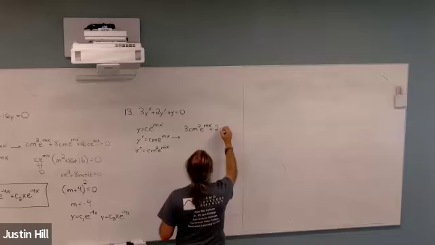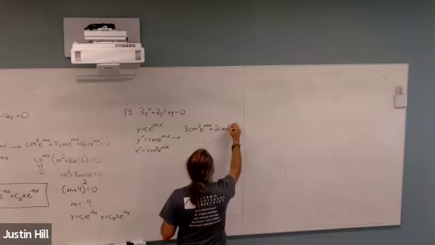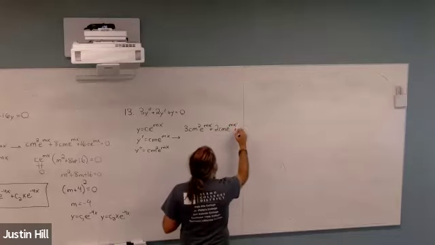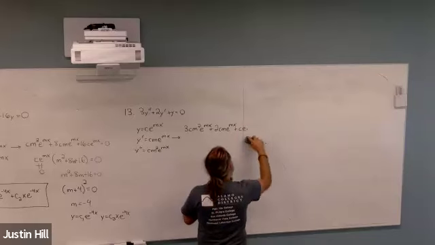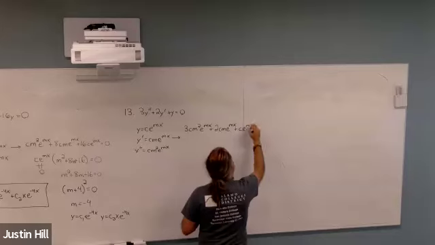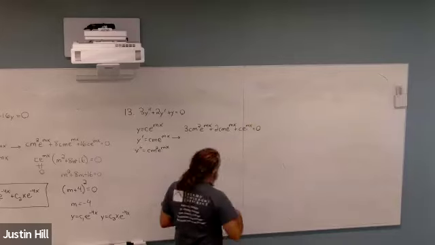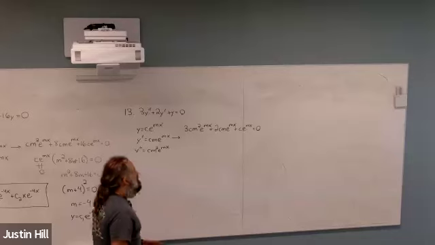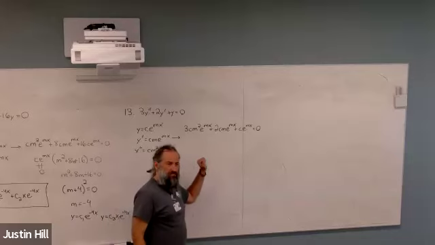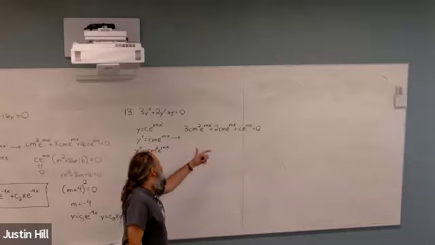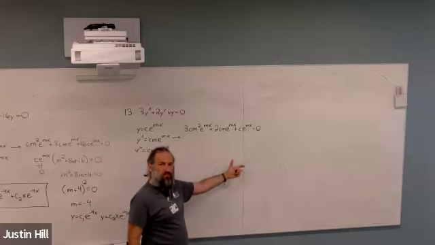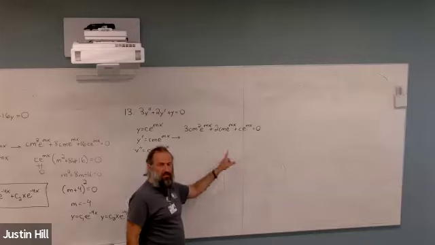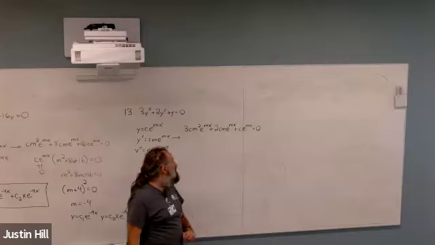plus 2cm e to the mx plus c e to the mx equals 0. And we're going to factor out our common factor. Each time we really get down to the same thing: we factor out a common factor and end up with a parentheses left over that, because this is second order, is always a quadratic equation.